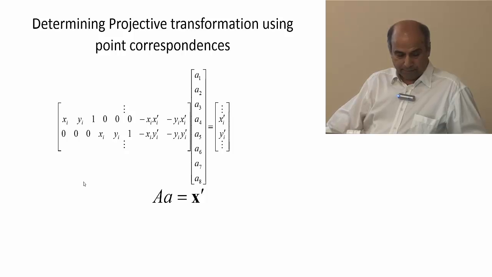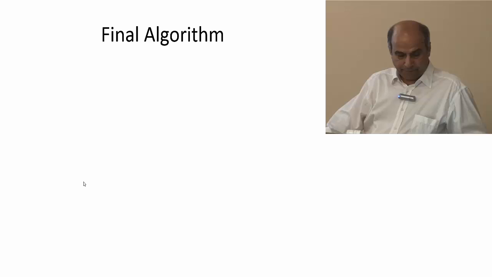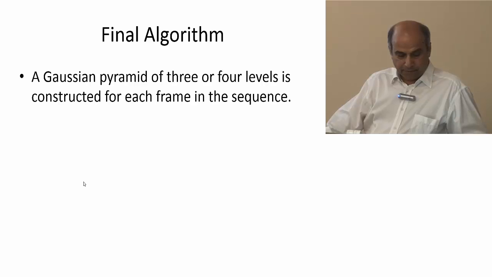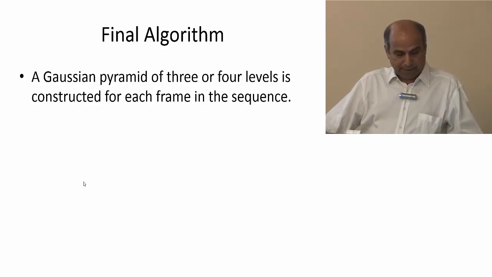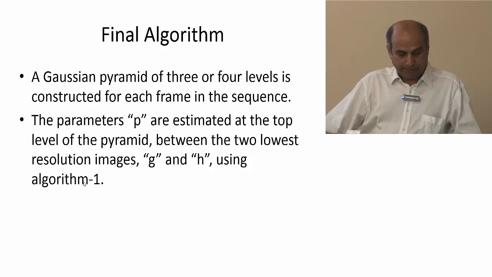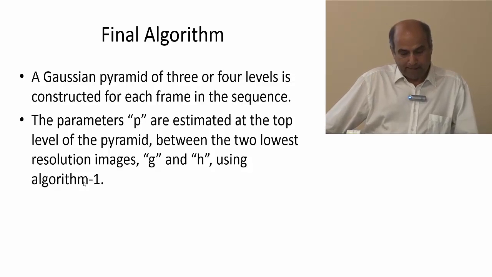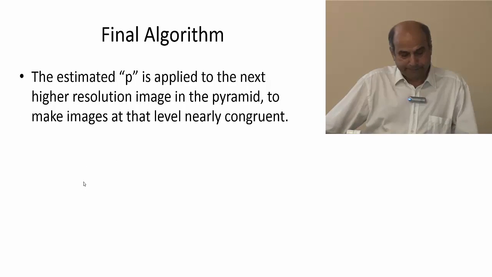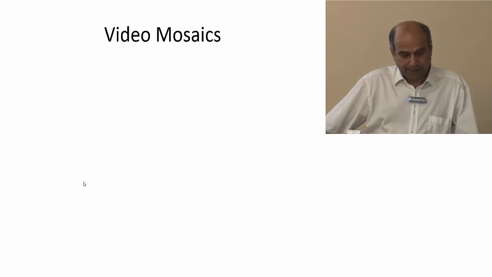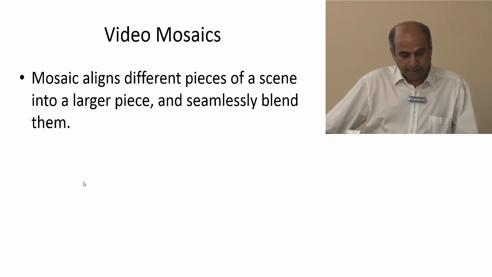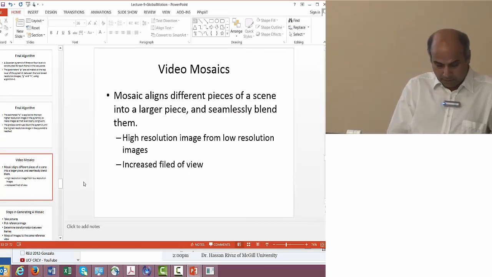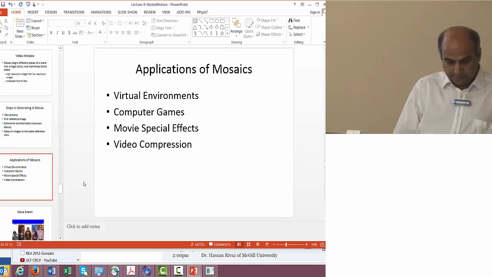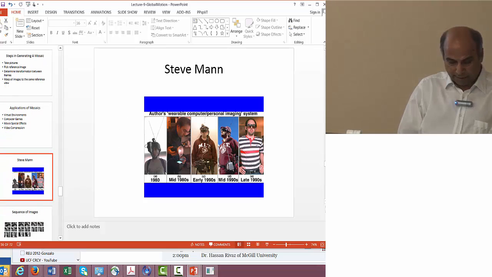So for the final algorithm, we'll have again the Gaussian pyramid, and then we'll estimate the approximate model, and then we will relate that. I'm going to skip that. So at the end of this, let's see here.